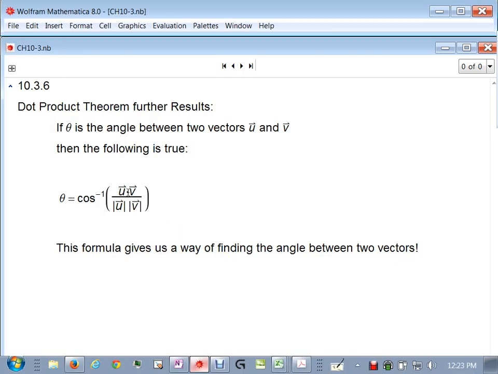You would have to dot the two vectors, then divide by each of their lengths, and then do an arc cosine on your calculator.